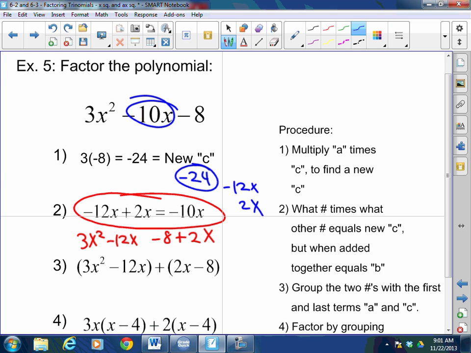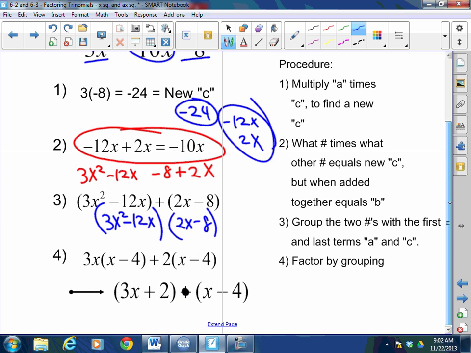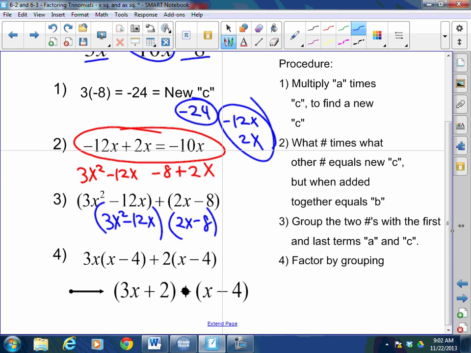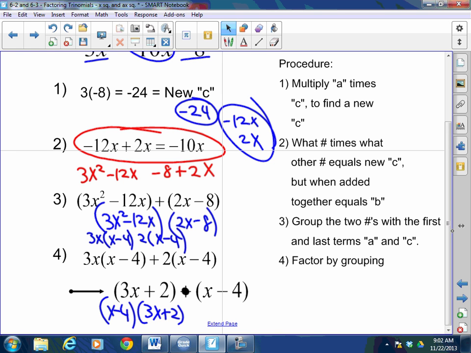Then I take my A term and my C term and I combine them with the two terms I just found to make C. So I've got 3x squared minus 12x, excuse me, and I've got 2x minus 8. And now I'm going to group it, okay? I can take a 3x out of here, leaving me with x minus 4, and I could take a 2 out of here, leaving me with x minus 4. And now I factor out the x minus 4, and my leftovers are 3x plus 2. It's just a regular grouping problem.